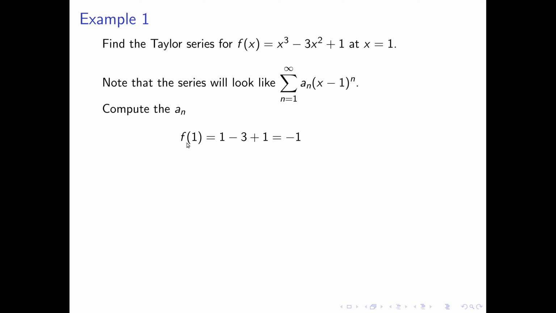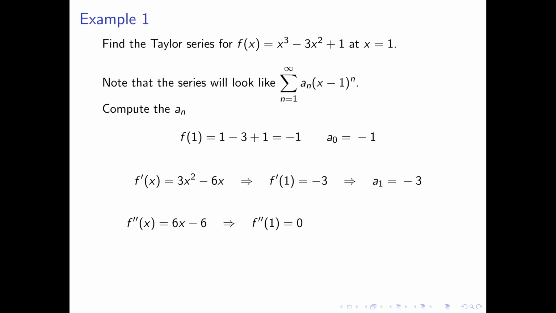The 0th derivative is minus 1. So a sub 0 is minus 1. The first derivative is 3x squared minus 6x. So that means f prime of 1 is going to be minus 3. Just plug it in. And so that means a1 is equal to minus 3. Good. Second derivative, 6x minus 6. Second derivative at 1 then is 0. Good. So therefore a sub 2 is 0.